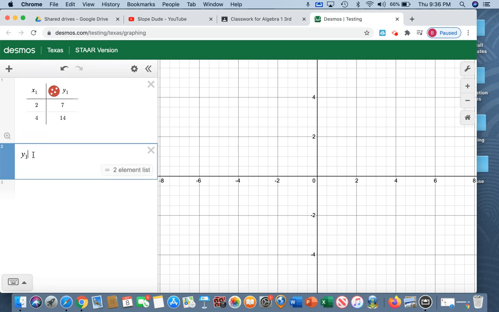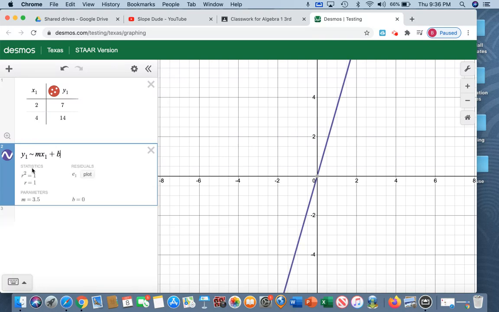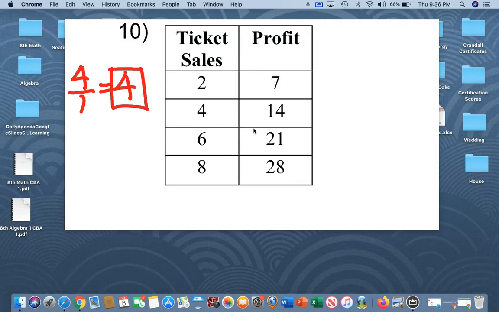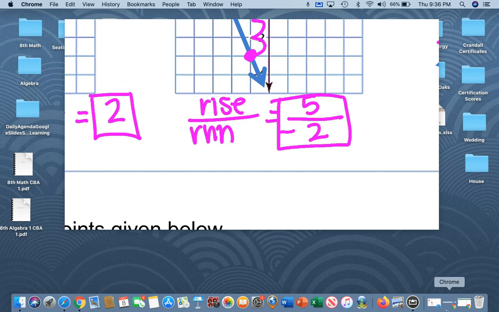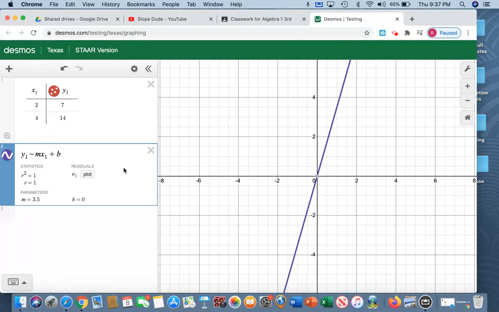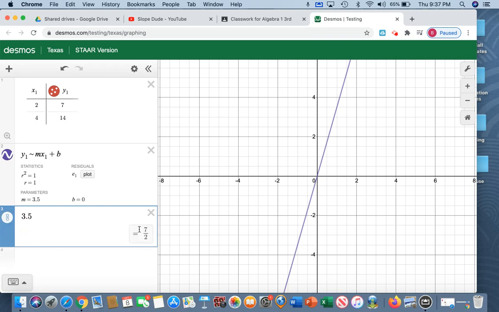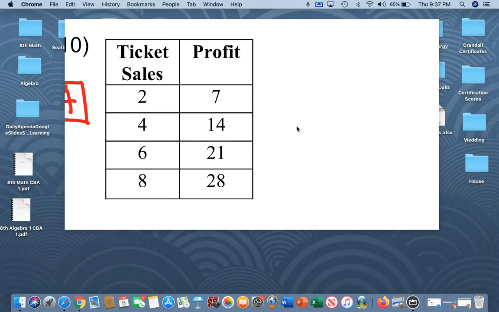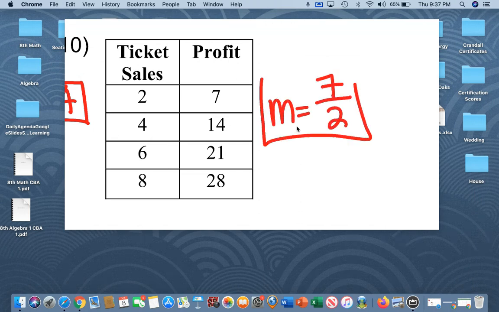Y1 equals mx plus b. M is 3.5, b is 0. So my slope is 3.5. And for slope, I really do want it in fraction format. It'll help us when graphing later on. So if you want to put 3.5 in here and hit the fancy fraction button and change it to 7/2, that would be awesome. That's why I have been telling y'all fractions are kind of important. We're getting into that point where if it's in a decimal, you're not going to know what to do with it.